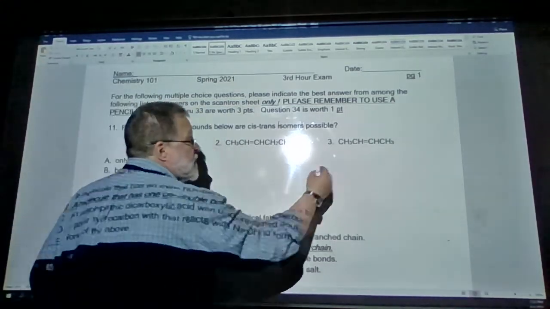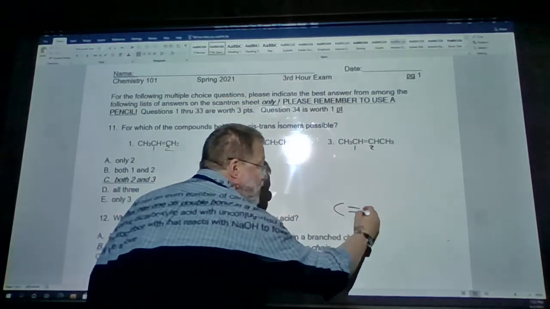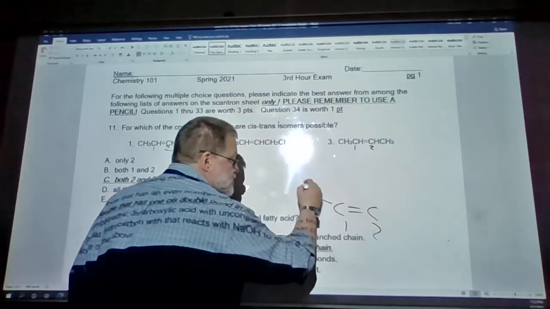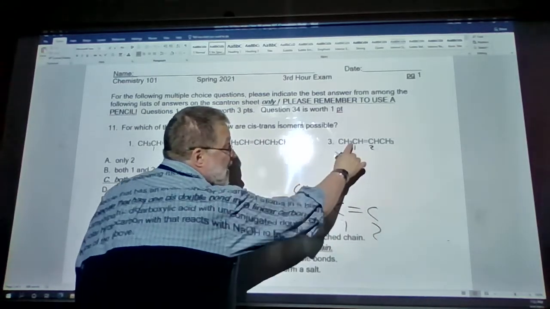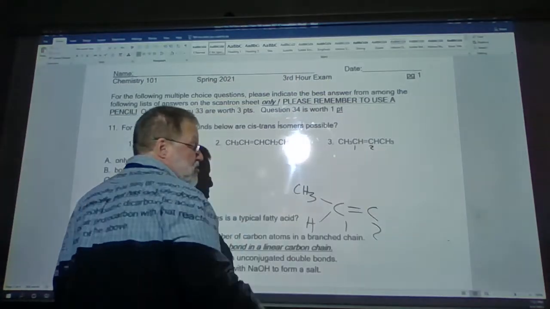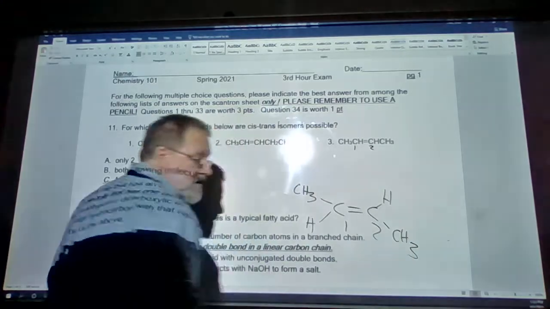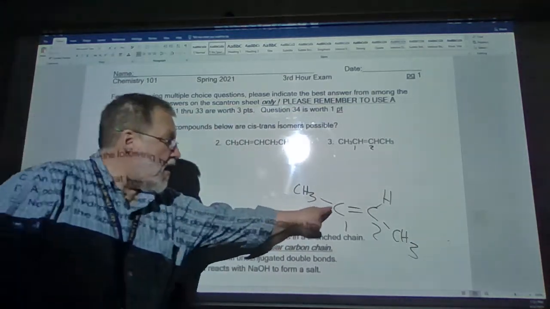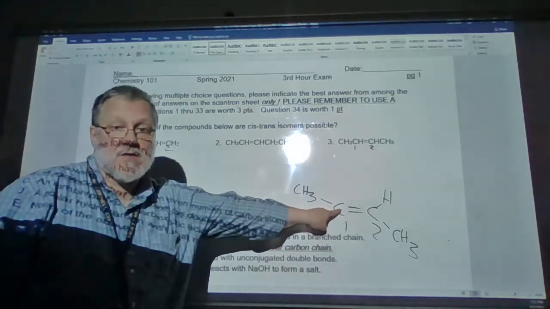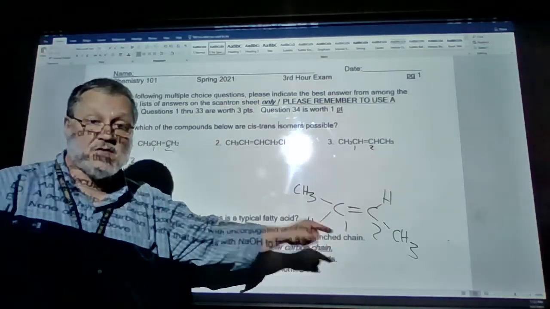Number 3, again, double bond carbons labeled 1 and 2. Attached to C1, we've got a CH3 and a hydrogen. Attached to 2, we have a hydrogen and a CH3. Are the things that are attached to this carbon of the double bond different from one another? Yes. Potentially cis-trans isomers.